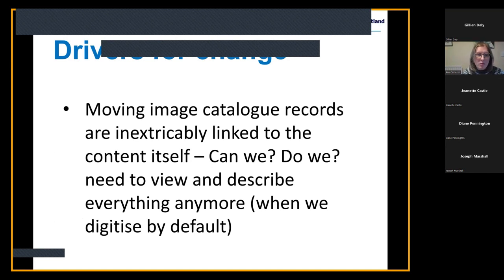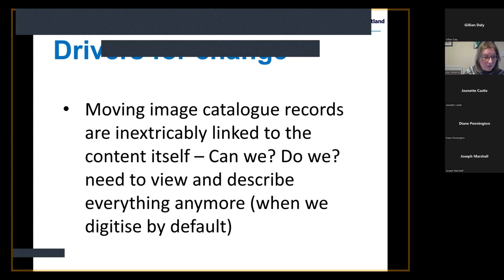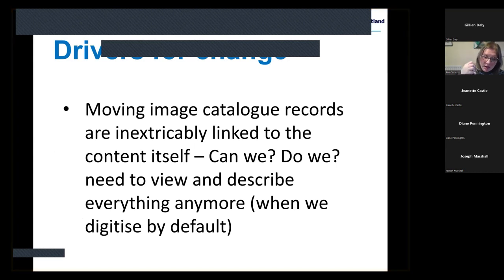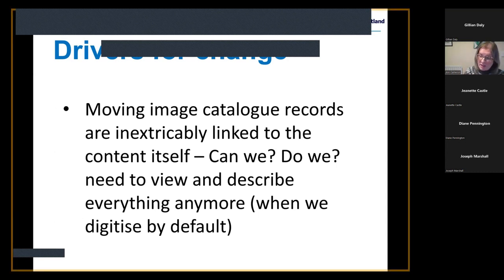Okay. And one thought I also have, which I'm not really going to talk about today, is that moving image catalogue records themselves are inextricably linked to the content. Can we or do we need to view and describe everything anymore when we digitise by default? We're now getting to a point where for some collections, we're not even describing them. We're just taking secondary source material and making a judgment call on whether we trust it or not. So there are all sorts of issues about equality and diversity in the actual moving image that I will touch on at the very end. But what I'm really going to talk about today is the catalogue records themselves.